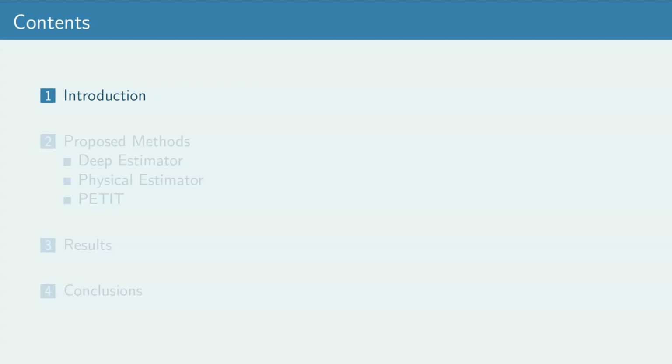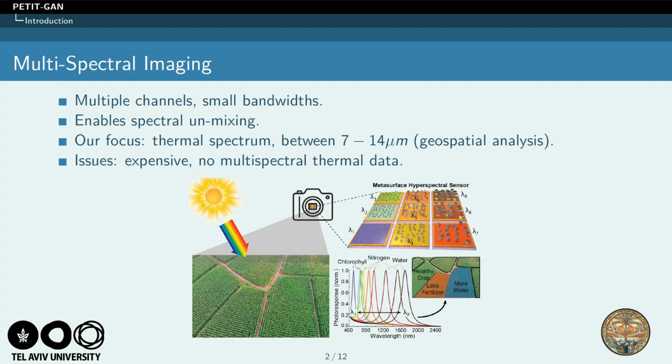To begin our introduction, we'll first talk about multispectral imaging, which is an acquisition technique for capturing multiple spectral channels simultaneously, where each channel is characterized by a small bandwidth. This technique enables something called spectral unmixing, which is essentially a way of differentiating between elements belonging to different materials based on their emission spectrum, as depicted in the image below.